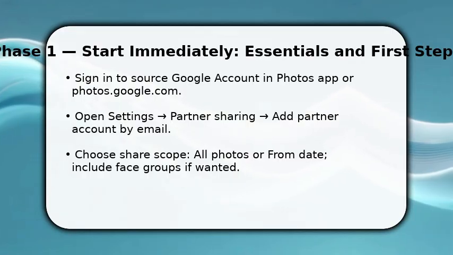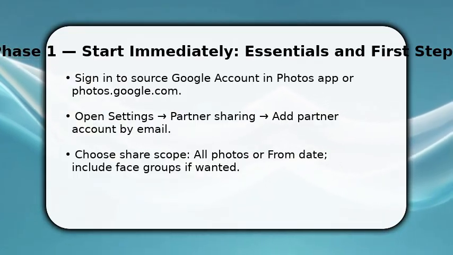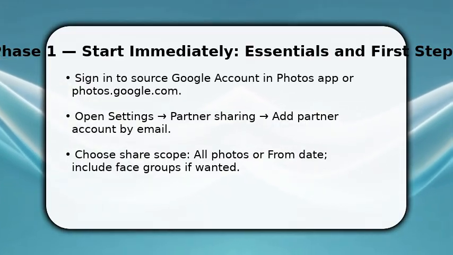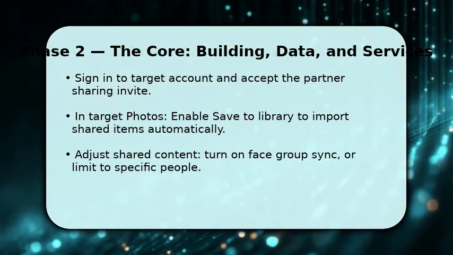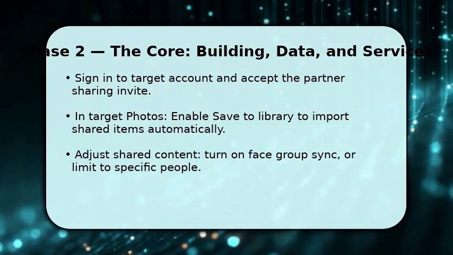It's faster than exporting. Once you add the partner, Google sends an invite to the other account. This step links libraries without duplicating files on the source, and it preserves albums, timestamps, and quality. You switch to the target Google account and accept the partner sharing invitation. This is essential for access.